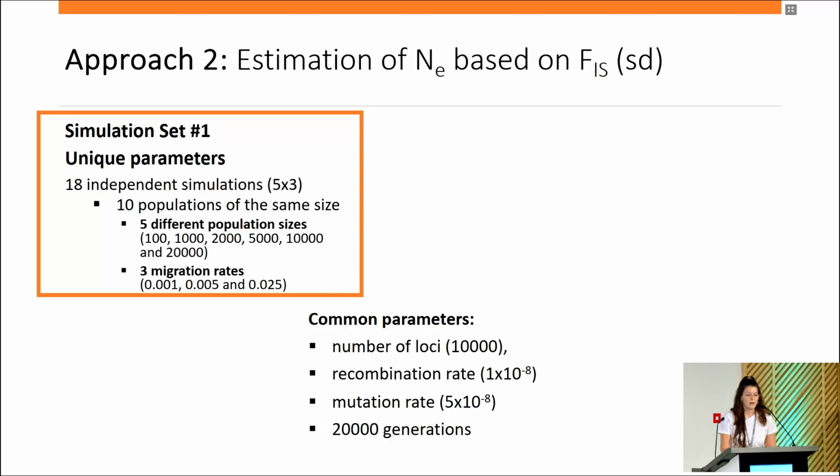And then we did 18 independent simulations with 10 populations of the same size. So here you will see that we have 5 different population sizes with the respective numbers and 3 migration rates. So each time we were selecting, for example, a population size of 100 individuals with a migration rate of 0.01, and so on.